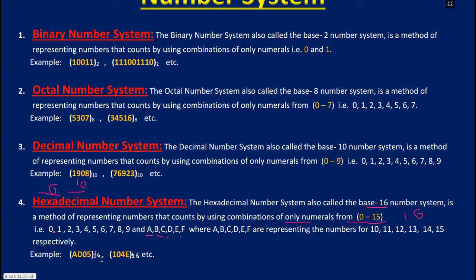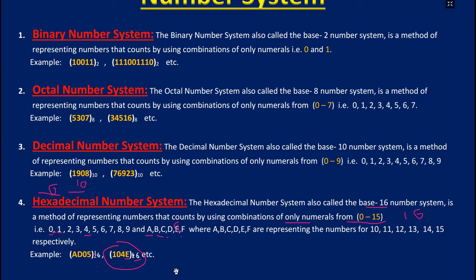This is the base of the hexadecimal number system. If we take the second example, that is 104E, it means that 104, here 1, 0 and 4, are coming under the hexadecimal number system, and at last the E is also coming under the hexadecimal number system. So this whole number is written in the form of a hexadecimal number, and the representing sign here is 16, that is the suffix value.